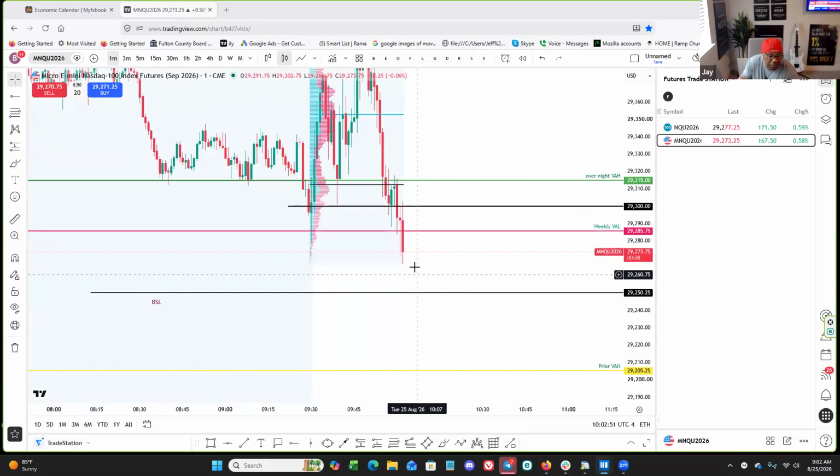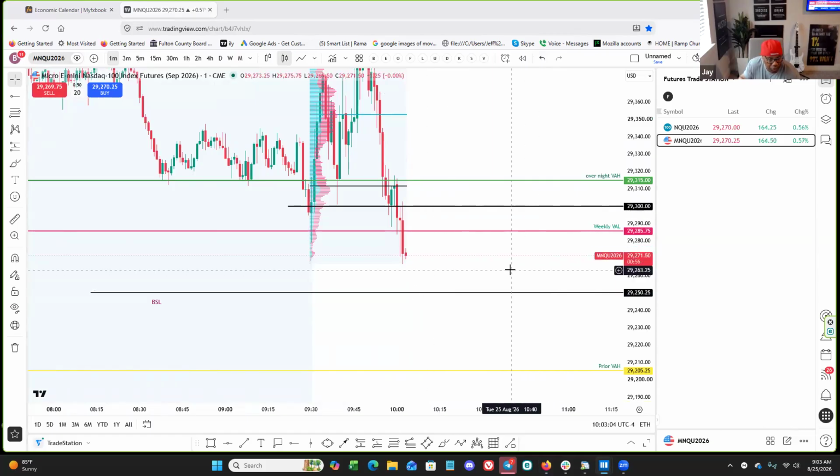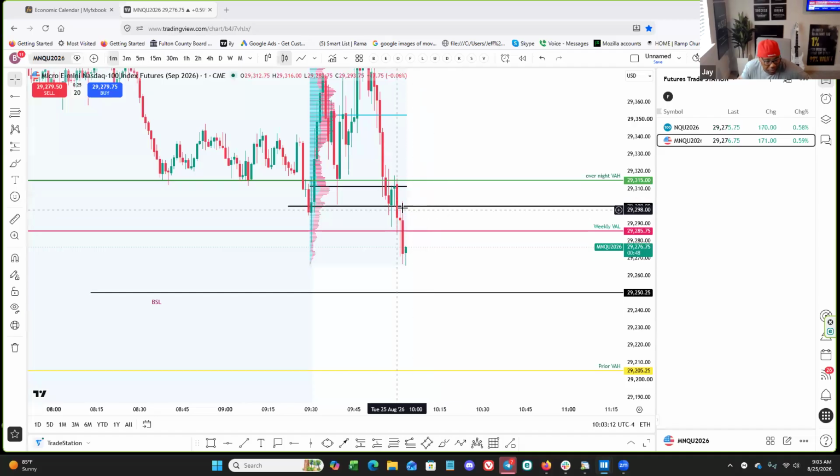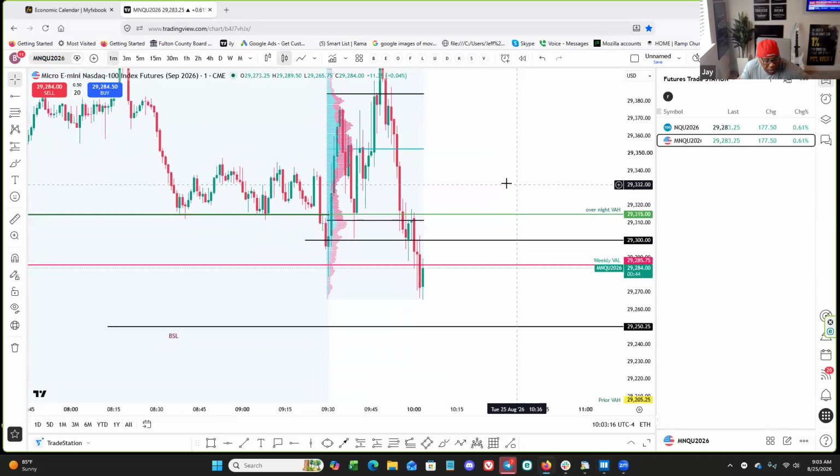Oh, it's so close to 250 now, I wouldn't even sell it. It's too close. But 250 was your target. It should get to 250. 250 would have been my target had I taken that trade. Trading below the value area low, which is good.